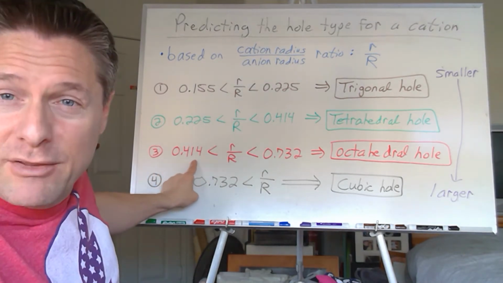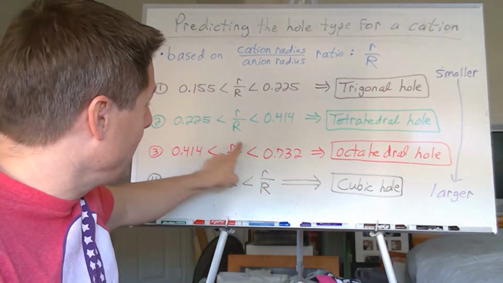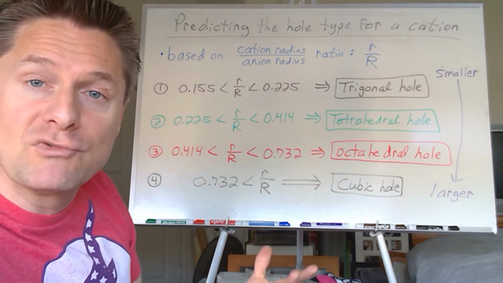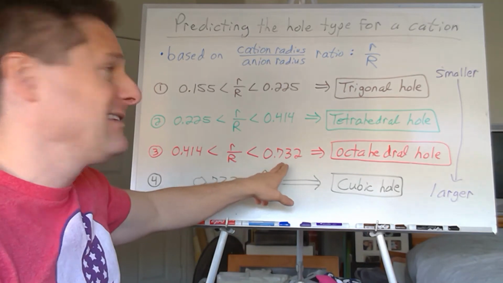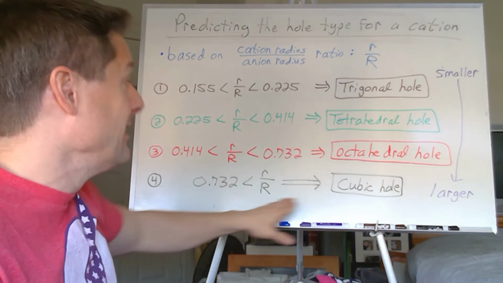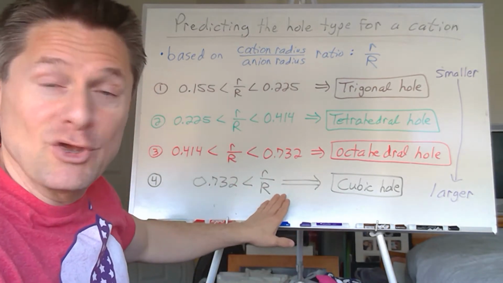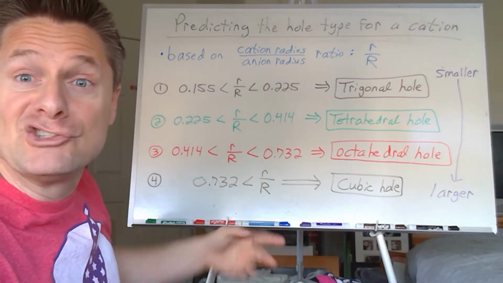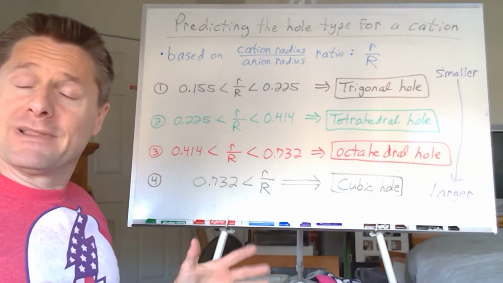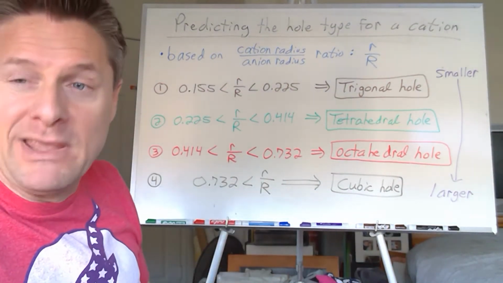Now, if it's a little bit bigger than 0.414, but less than 0.732, that ratio falls into an octahedral hole. A little bit bigger, most common one that I've seen. And if that cation is really big and that ratio is bigger than 0.732, heck with the FCC. It's going to go to a simple cubic lattice and fit into a cubic hole. It's just the cation's too big, right? Smaller to larger. Let's do a couple examples and show you how simple. Once you have this down, easy peasy.